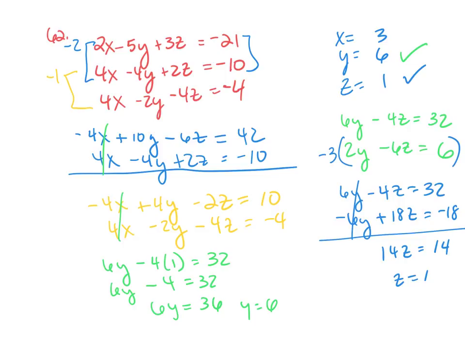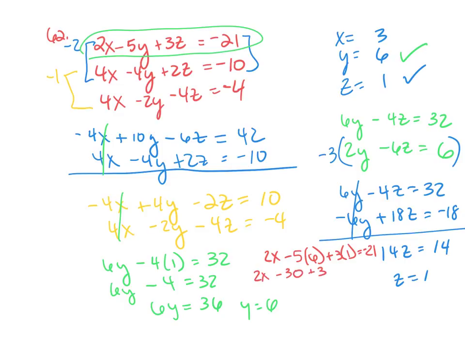So he's right. And now we plug in the y and the z into the original up here. Let's pick this guy here. And we have 2x minus 5 times 6 plus 3 times 1 equals -21. So 2x minus 30 plus 3 equals -21. So 2x minus 27 equals -21. When I add 27, I get 2x equals 6 and x equals 3. So we got it.